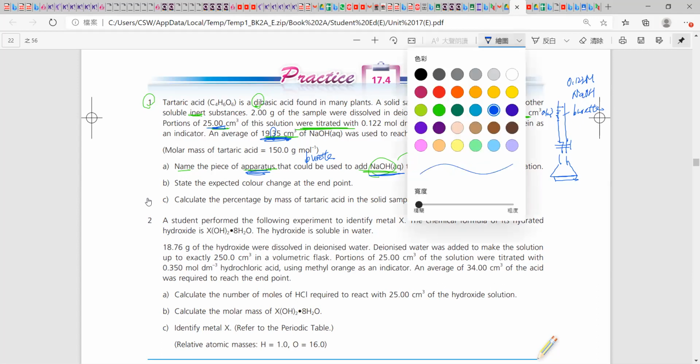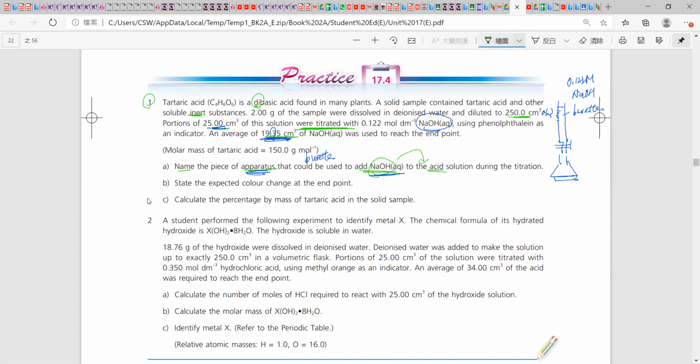How about the one at the bottom? What is that? At the bottom we have 25.00 cm³ of solution. What is this solution? That is a tartaric acid solution, from the solid sample dissolved inside. So it contains the dissolved solid sample.